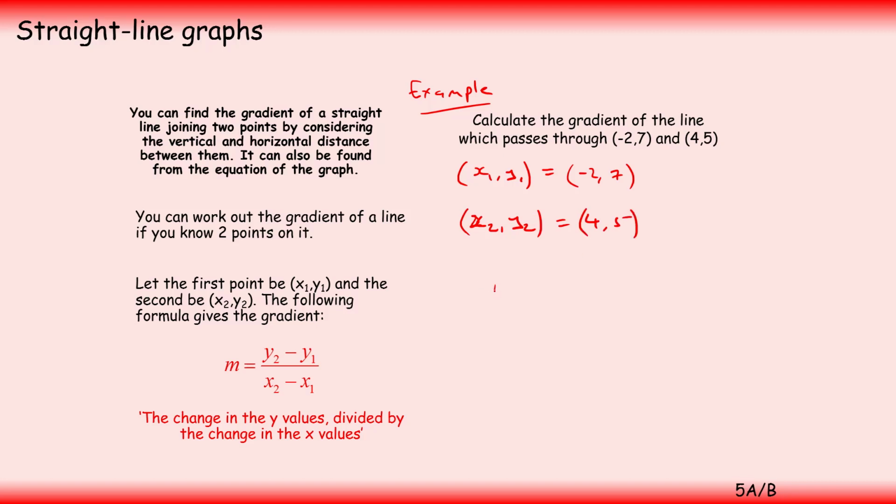Now our formula for the gradient is equal to y2 minus y1 divided by x2 minus x1. And that's going to be equal to, so do the y values first. So we've got 5 minus 7 divided by 4 minus minus 2, which is equal to minus 2 divided by 6, which is equal to minus a third. Okay. So hit pause, copy the example down. Once you've done that, hit play, and we'll look at a further example.